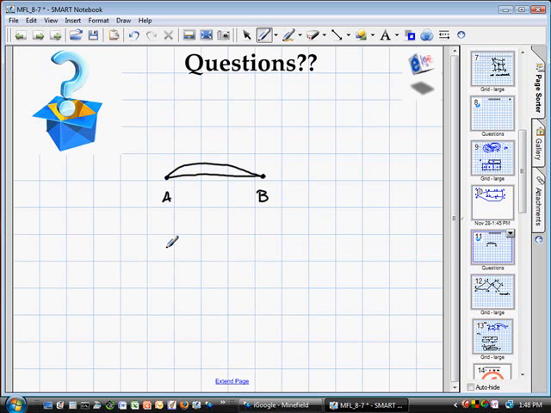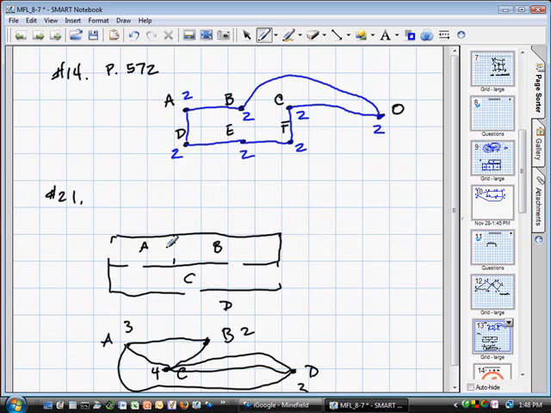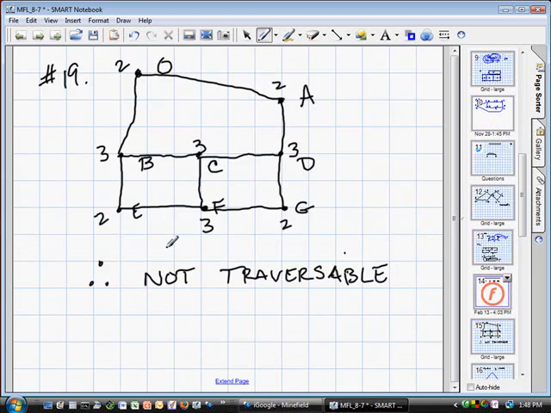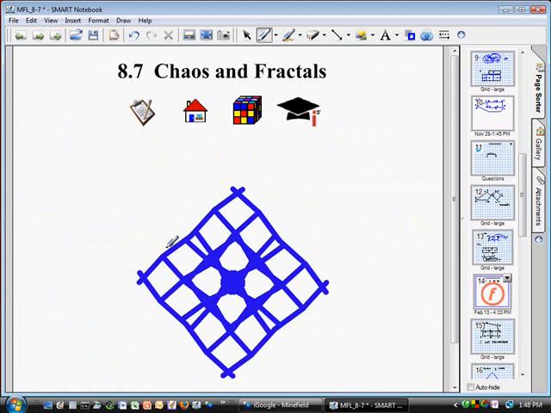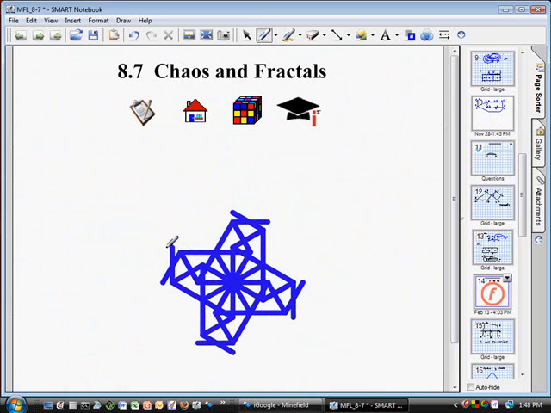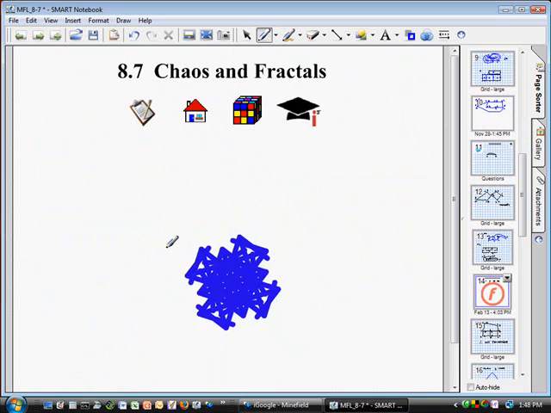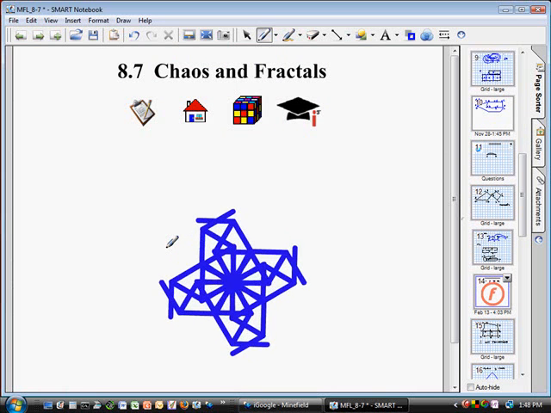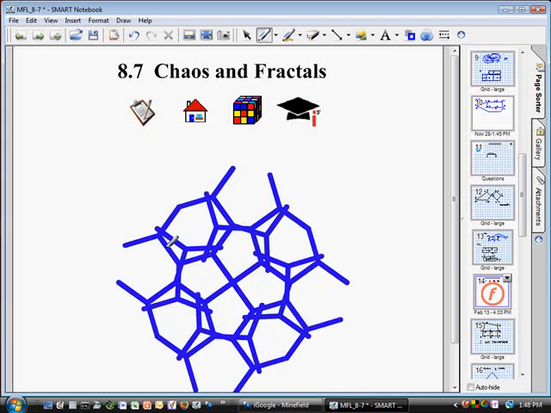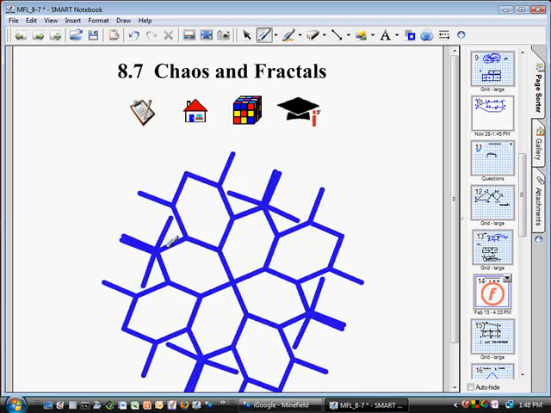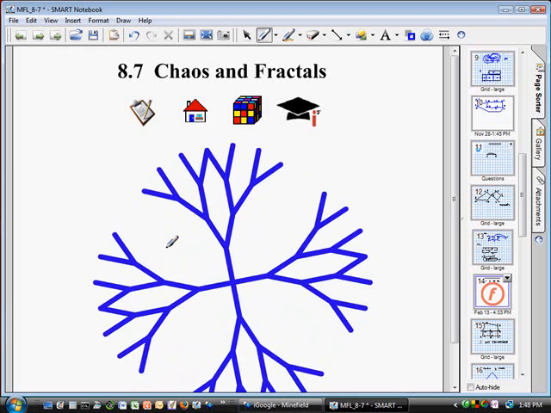This is a challenging lesson to get in. We'll see how I do. This is the lesson, 8-7, Chaos and Fractals. And I thought I'd put a fractal on the screen while the title page is up there. Fractals are really unique geometric things. Chaos and fractals. Okay.